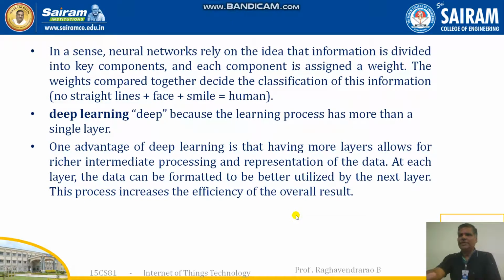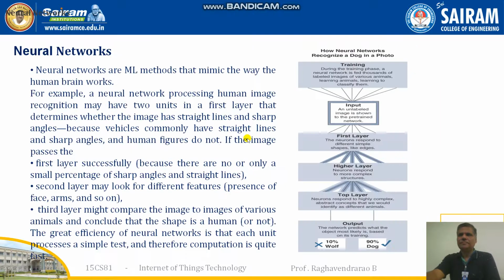Now you can see that here in the previous slide, there are 3 filtering layers: first layer, second layer, third layer, to represent whether it is a dog or a wolf. So the training set is going to be there first, the input is going to be given, an unnamed input, and you should identify whether it is a wolf or a dog.